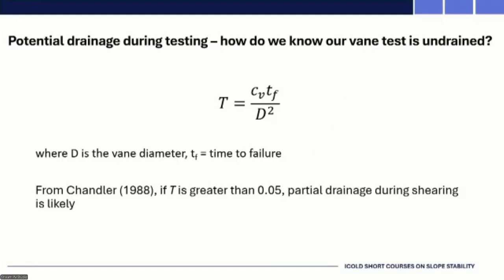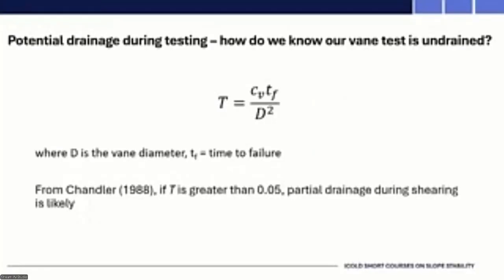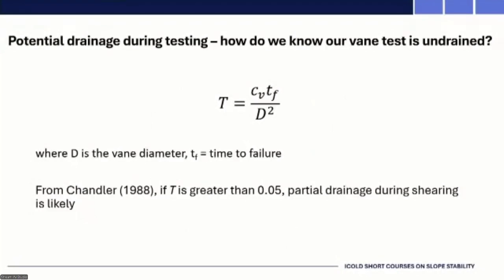So, an equation you've kind of seen before in other guises: c_v times time to failure over D squared, where D is the vane diameter, and so on. If that factor is greater than 0.05, then based on that work, you're actually likely to have partial drainage during shearing. So what can you do? Well, you can ramp up your time to failure. You can shear faster, right?